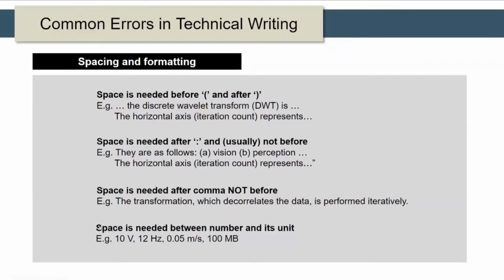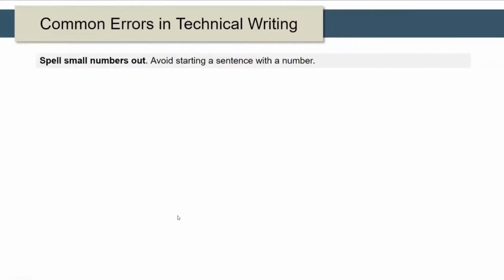Also, actually half a space is needed. I don't know how to put half space. It's needed between the word and its unit also. Also use SI units. A good idea would be to spell out small numbers. You avoid starting a sentence with a number unless it's a very large number like 1000. You would write "Ten participants took part in this study."